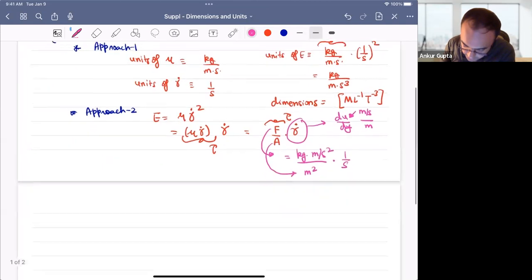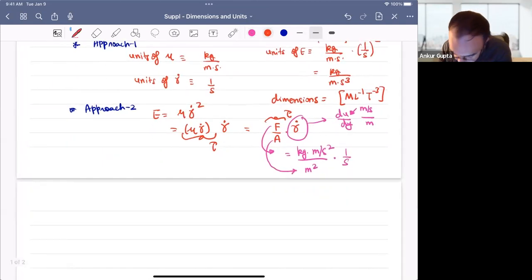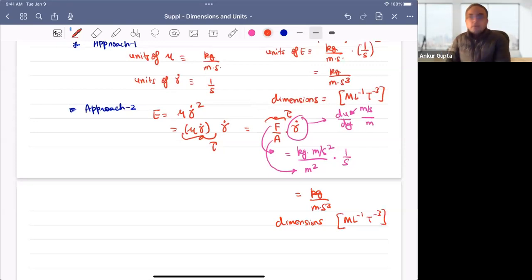And so from here, if you do it, you basically get the answer to be kg per meter second cube. And also the dimensions become M L^-1 T^-3. So hopefully you can see that both of the approaches give the right answer. Either of the approaches is fine.